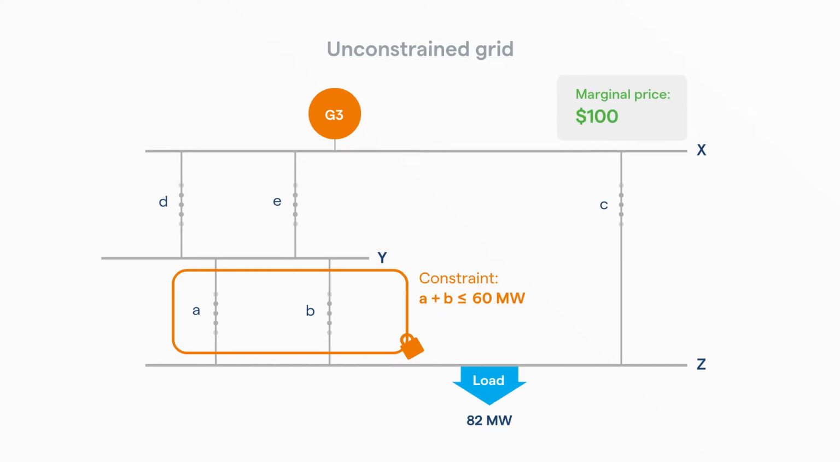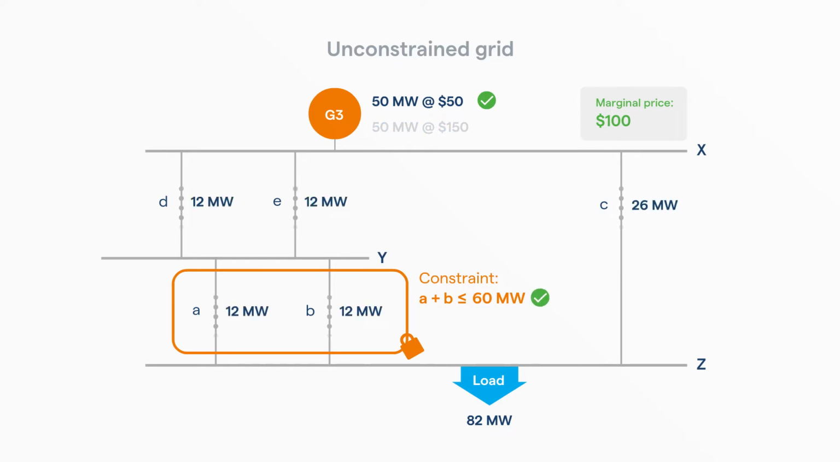The marginal price is still $100, but this time the generator at bus X offers its 100 megawatts in two tranches. Only 50 megawatts of generation is offered below the marginal price. So the remaining 32 megawatts needed to supply the load at Z are supplied from a cheaper generation at bus Y.